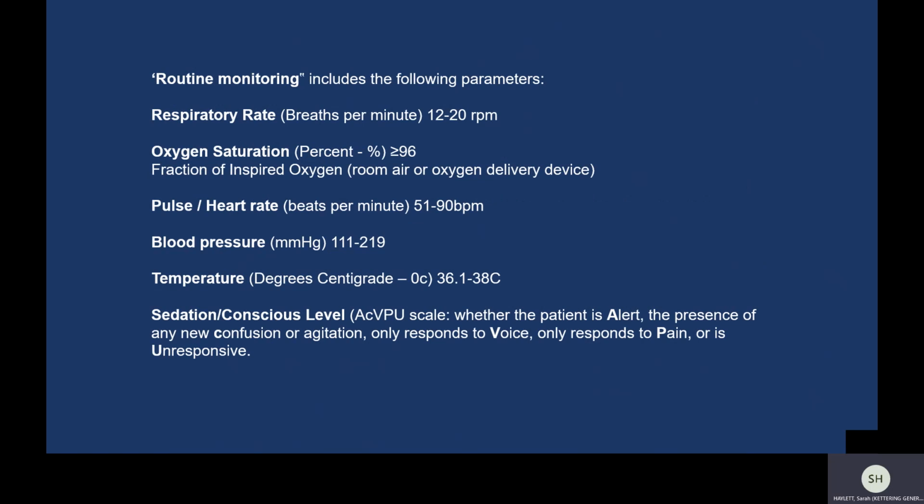It may be necessary to continuously monitor the patient during their transfer. So what does routine monitoring include? We're going to take the respiratory rate of each of our patients, and we expect this to be between 12 and 20 respirations per minute. We're going to measure their oxygen saturations, and these should be 96 or above. This is with or without oxygen. We're also going to measure our patient's pulse rate, and we expect this to be between 51 and 90 beats per minute. Our patient's systolic blood pressure should be between 111 and 219, and their temperature should be between 36.1 and 38.